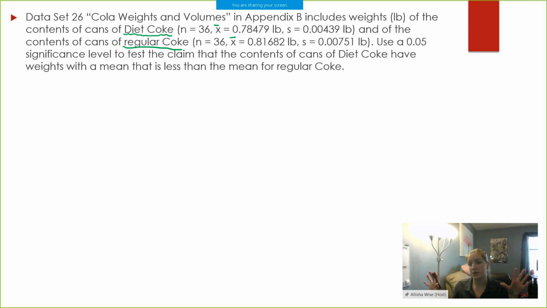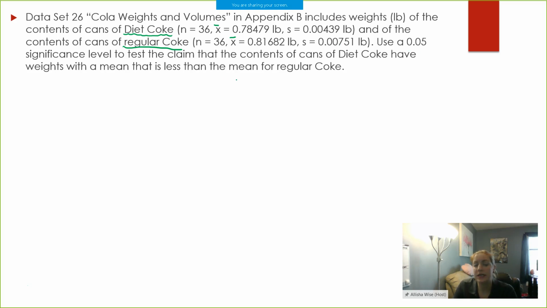We could have taken a different sample size. It wouldn't have mattered because they're independent of one another, basically because they're not matched. It's not like can 1 has to match with can 1 in the other group. So Diet Coke and regular Coke, two different groups. In the regular Coke, we took 36 cans. Our X bar, our average weight, was 0.81 pounds, and our sample standard deviation was 0.007, so a little bit more variation for the Coke.